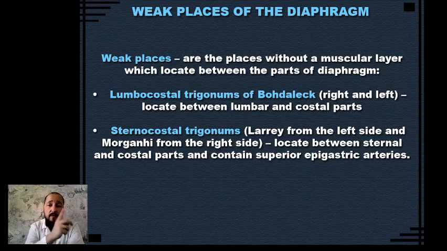Weak places of the diaphragm. Yes, weak places. What are the weak places? The places without muscular layers, which are located between the parts of the diaphragm. So there is the lumbocostal trigonum of Bochdalek. There are two trigonums, right and left, which are located between the lumbar and the costal parts. And the sternocostal trigonums, Larrey from the left side and Morgagni from the right side. These are located between the sternal and the costal parts and contain the superior epigastric arteries.